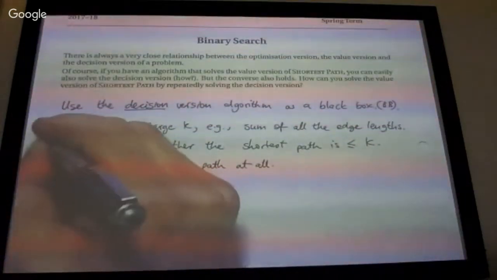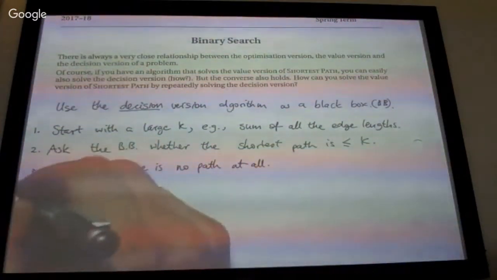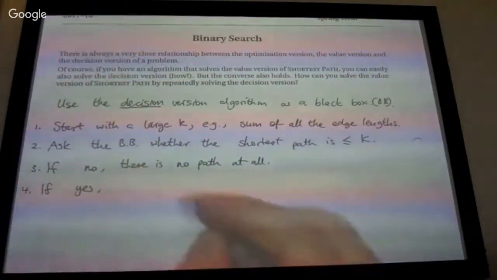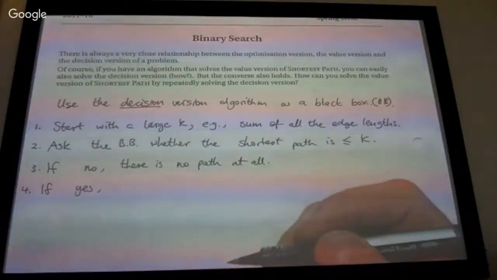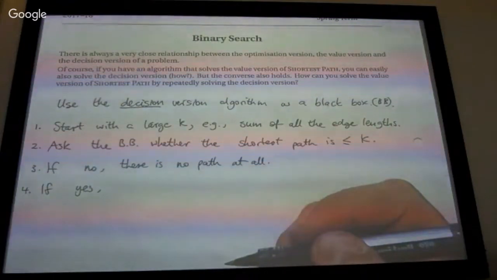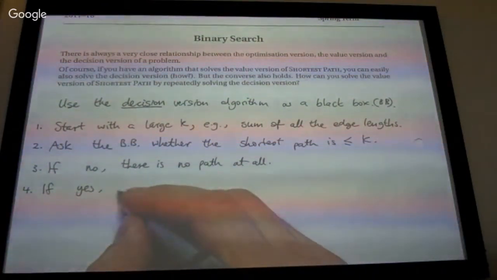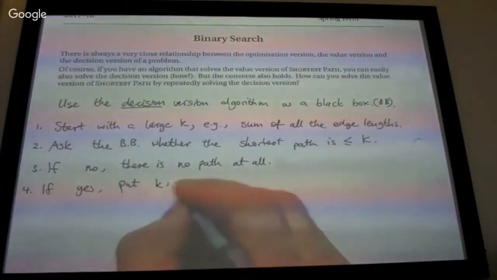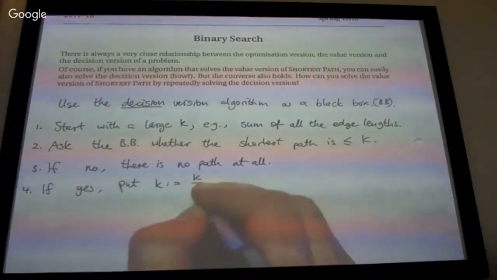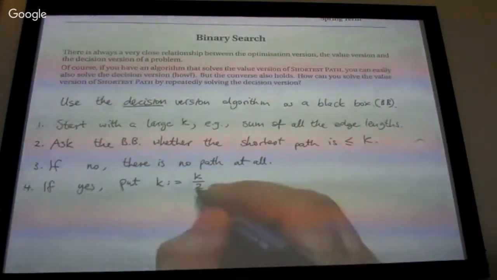so that's number one, number two, number three, number four. If yes, then the new k will be half of the old k. And if you're asking for an integer, then you can round it any way you want.